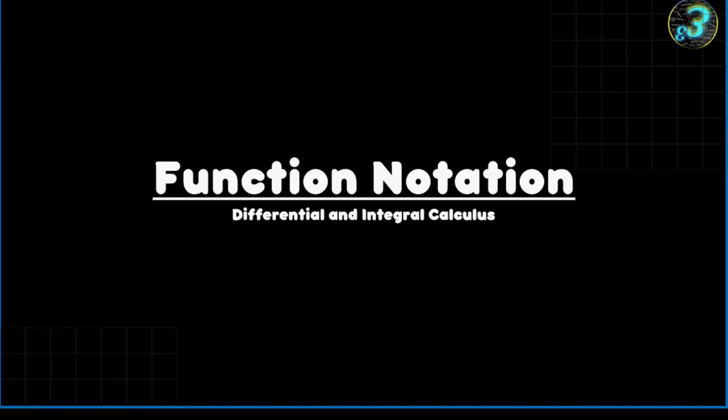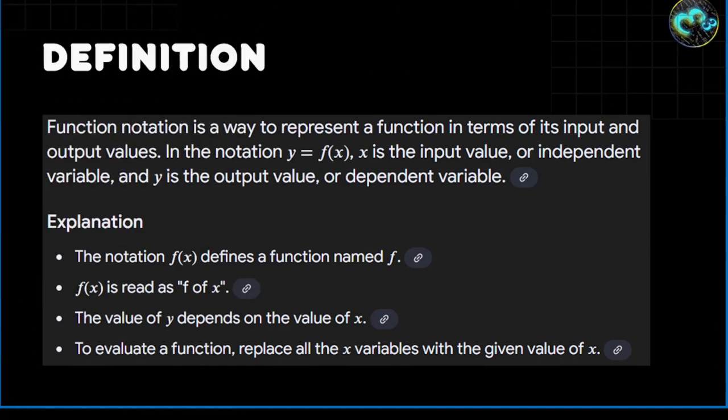Okay, so now let's try to understand function notation. Let's first go with the definition. Function notation is a way to represent a function in terms of its input and its output values. In the notation, y is equal to f of x. So x is the input value or the independent variable, and y is the output value, also known as the dependent variable.